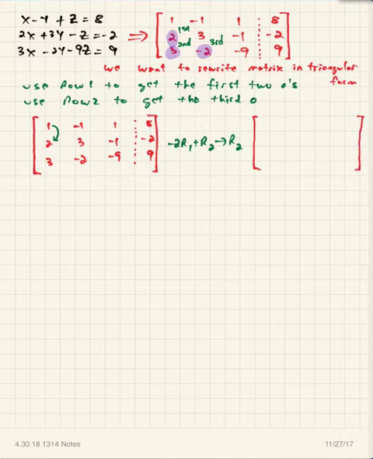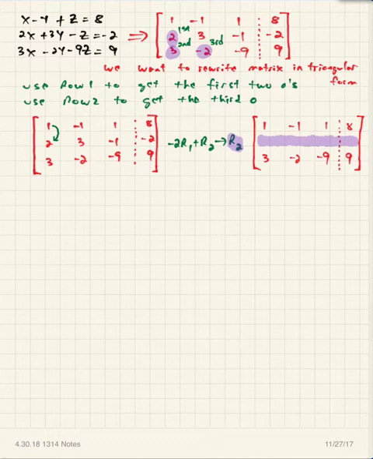The first entry does not change. So 1, -1, 1, and 8. I'll put in that vertical line like that. The last row does not change. I usually write those rows down first so that I'm not tempted to try to change either one of those. The only row that changes in this case is row 2. And so as you go through here, you're going to see me changing this row right here.